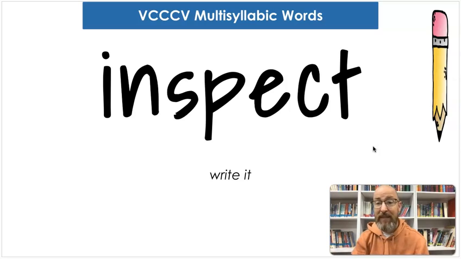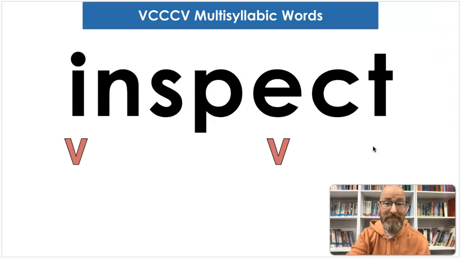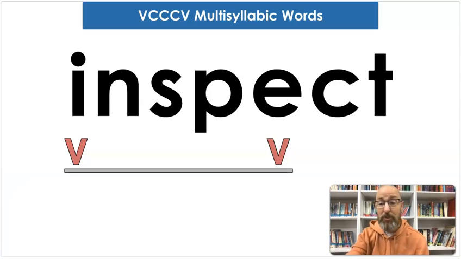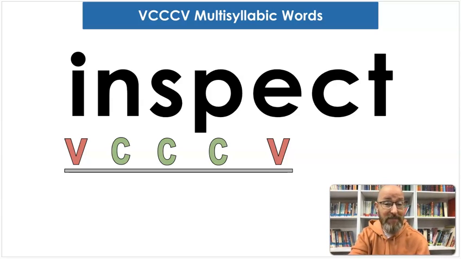Let's write it. I-N-S-P-E-C-T. Label our vowels. And a word can start with a vowel. Don't forget that. We still count that one. Draw your bridge. Label your consonants. Just the ones over the bridge.